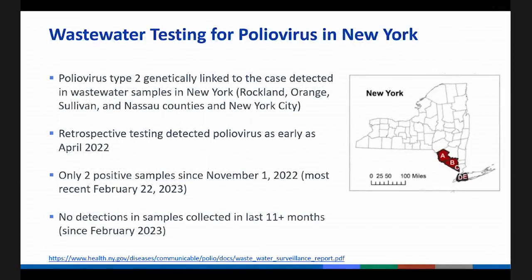Poliovirus related to the case was detected in wastewater in several New York counties and in New York City. Retrospective testing detected poliovirus in the area as early as April 2022, indicating circulation and asymptomatic infections in the area since at least that time. Related virus continued to be consistently detected in wastewater until the beginning of November 2022, and the most recent detection was a year ago on February 22nd, 2023 in Rockland County. Samples collected in the last year have all been negative.